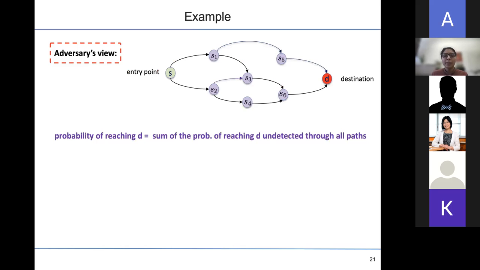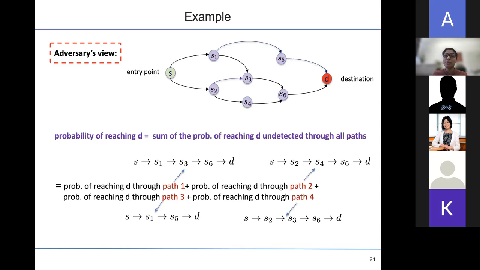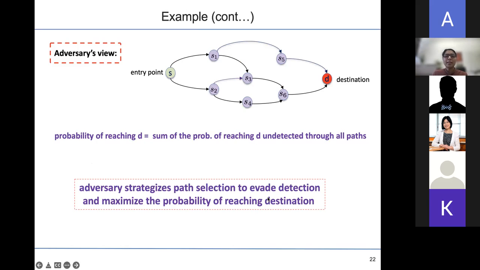The adversary's view is that when there is an information flow graph, he is doing enough reconnaissance and he knows the network. And now how do I maximize the probability of reaching the destination, right? The probability of reaching the destination is the sum of the probability of reaching the destination through all possible paths from S to D. Here in this example, we have 4 possible paths, path 1, path 2, path 3, and path 4. So the total probability is summed over all possible paths. So the adversary is essentially trying to strategize a path selection problem here in order to evade detection and also to maximize the probability of reaching the destination.